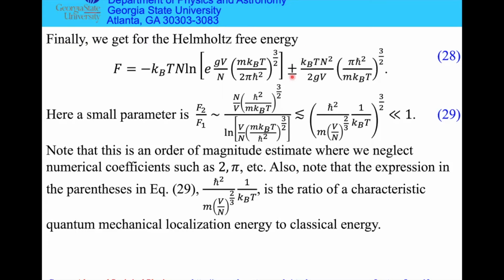In such a way, we finally get the Helmholtz free energy. This is F1 for a completely classical ideal gas, and this is the first quantum correction we just obtained at the end of the previous slide. Now let's find what the small parameter is. The small parameter is the ratio of F2 to F1, dividing one by another, and at this point it's an estimate by order of magnitude. I drop all numerical coefficients, pi, 2, all of them. One cancels, so I'm getting n divided by v, this power 3 half in the numerator, and in the denominator I'm getting just this logarithm, because kBT n and kBT n cancel.